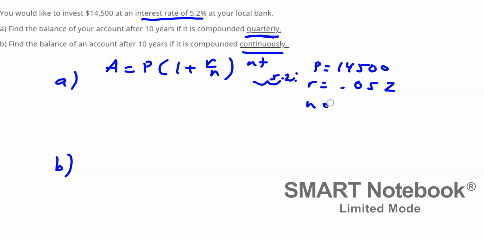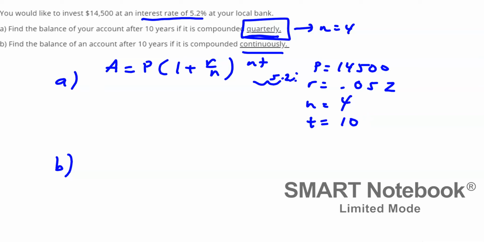N represents the number of times a year you're taking out your money, or you're compounding your money. So quarterly represents that you are taking it out 4 times a year. So N is 4, and the amount of time that passes is 10 years.